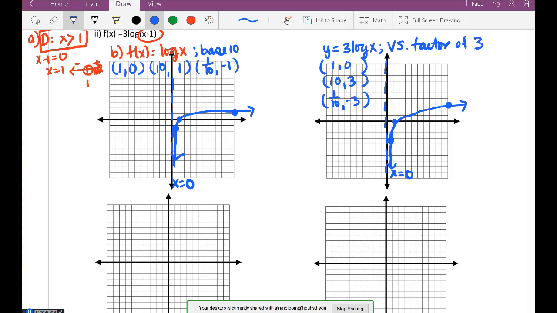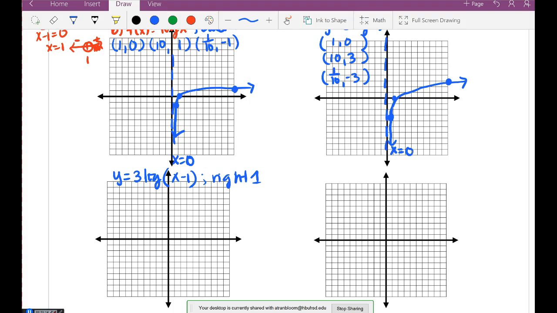Next equation, we will now put it all together. y equals 3 times log of x minus 1. State the transformation, please, Chris. Right 1. Perfect. Right 1. Bishop, where should we put the asymptote? At 1. x equals 1. Perfect. Nicely done. Okay, so x equals 1.